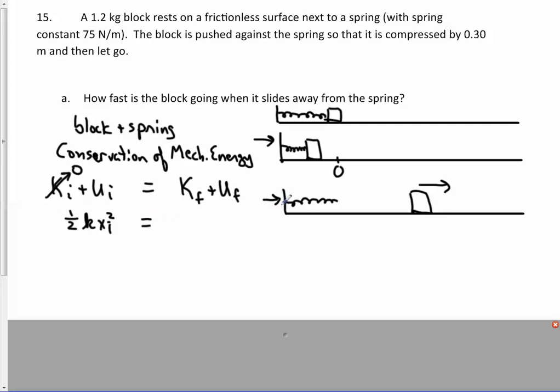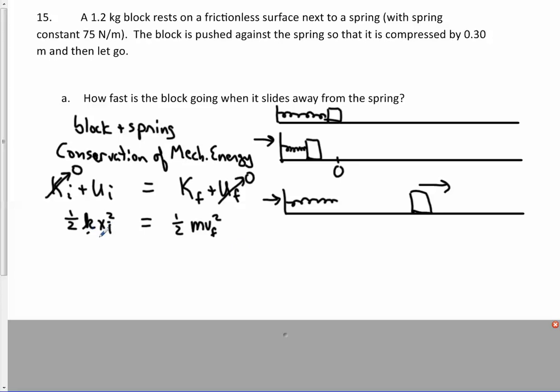Now the spring pushes, and this thing goes flying away. After it's flying away, it's no longer touching the spring, so it's got no spring potential energy. And of course, it's not going up or down, so it also doesn't have any gravitational potential energy in this problem, at least not yet, until part B. It's all kinetic energy. All that energy that was stored up in the coiling of the spring is now all in the speed of the object, and that's 1/2 m vf squared.